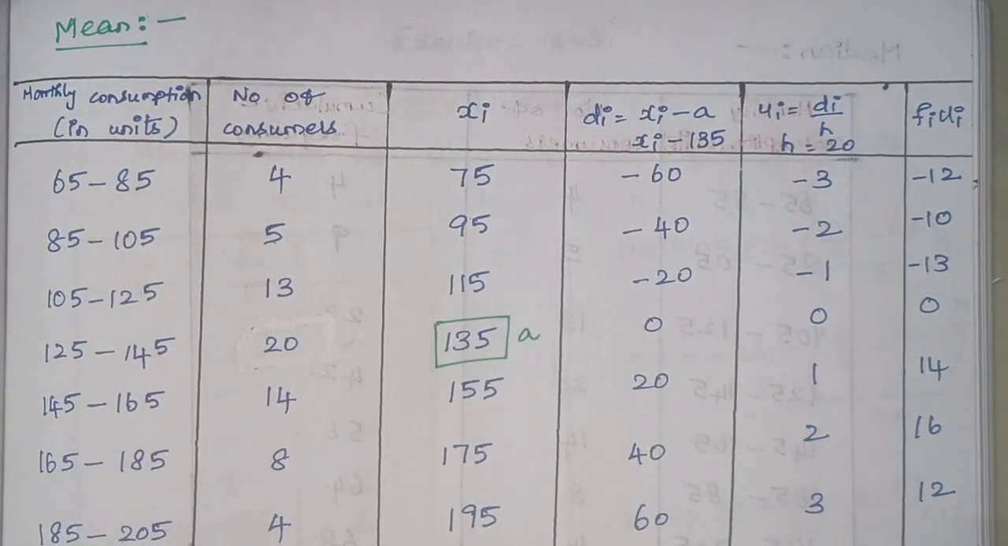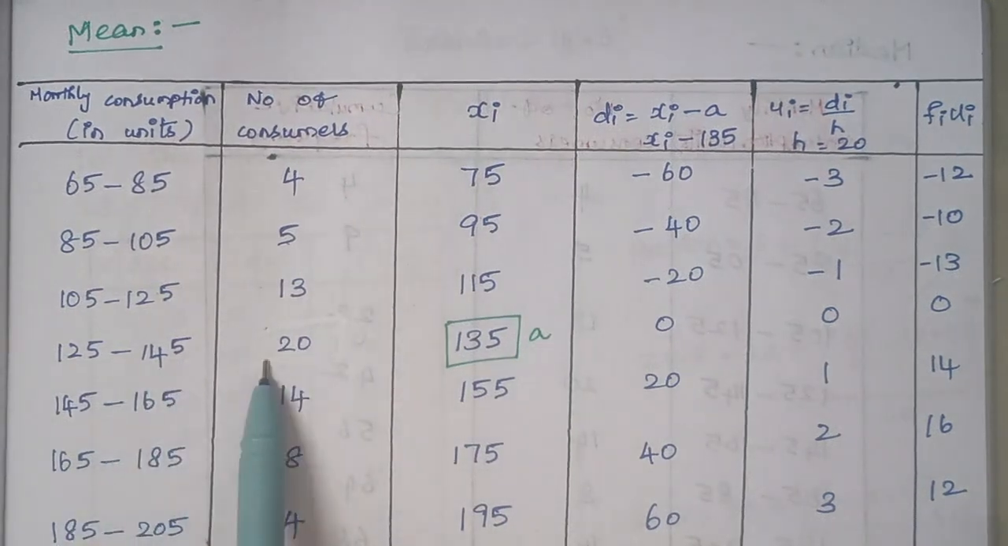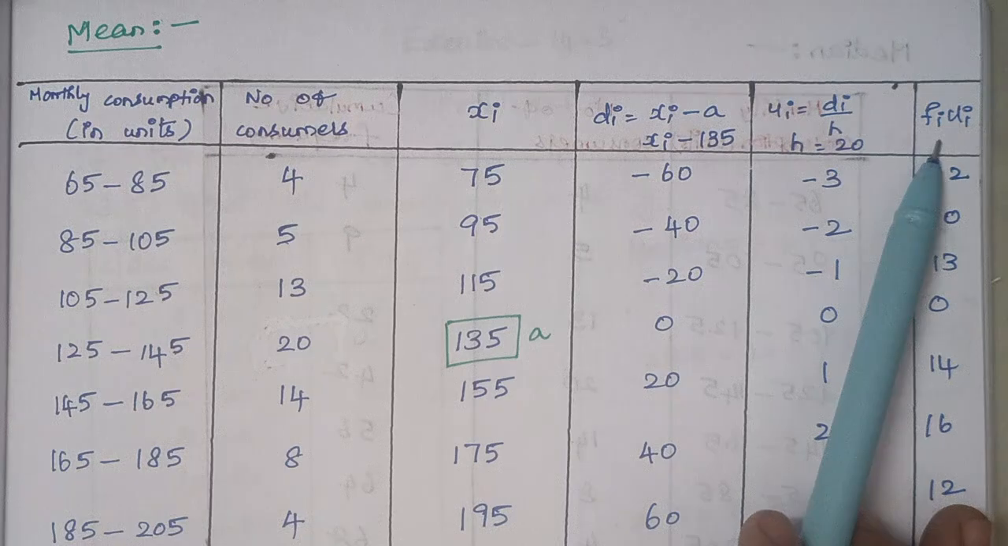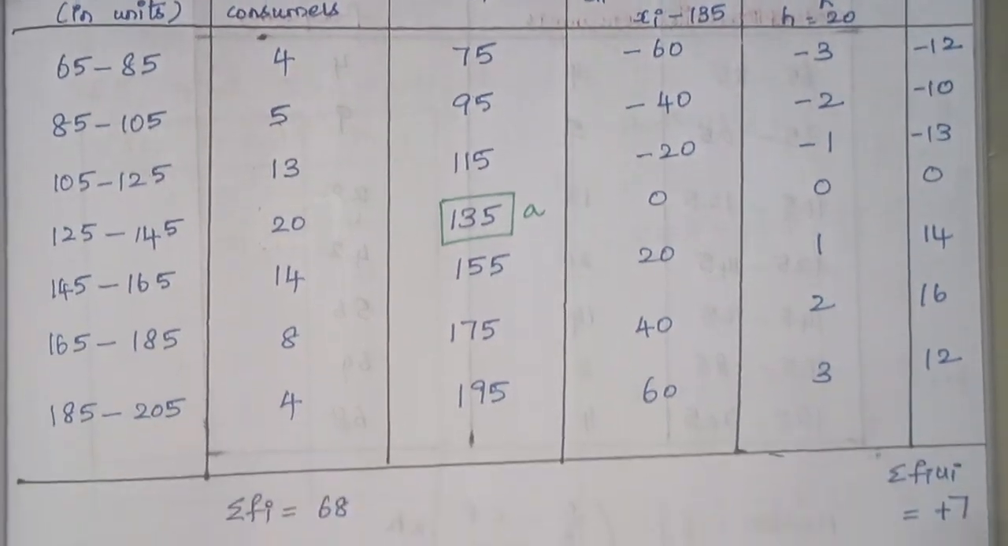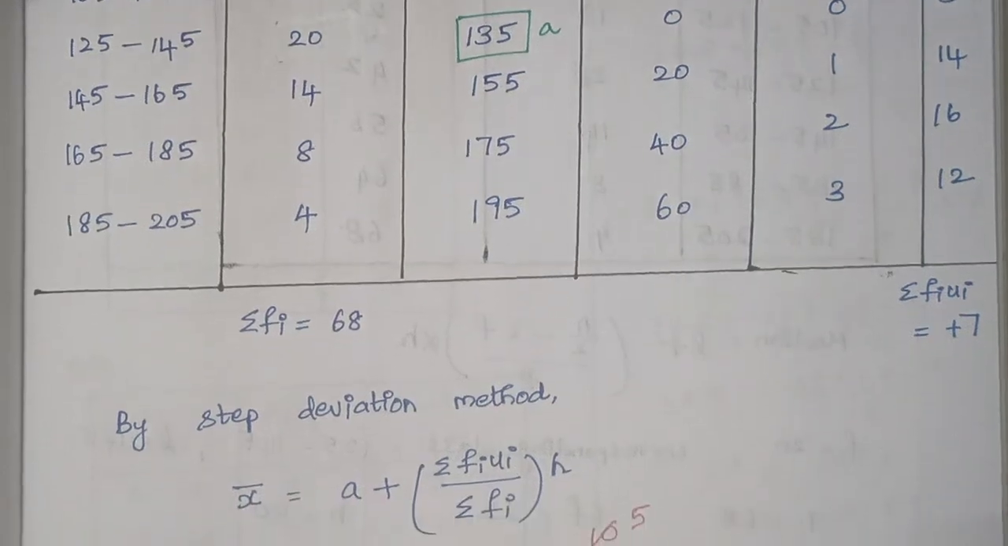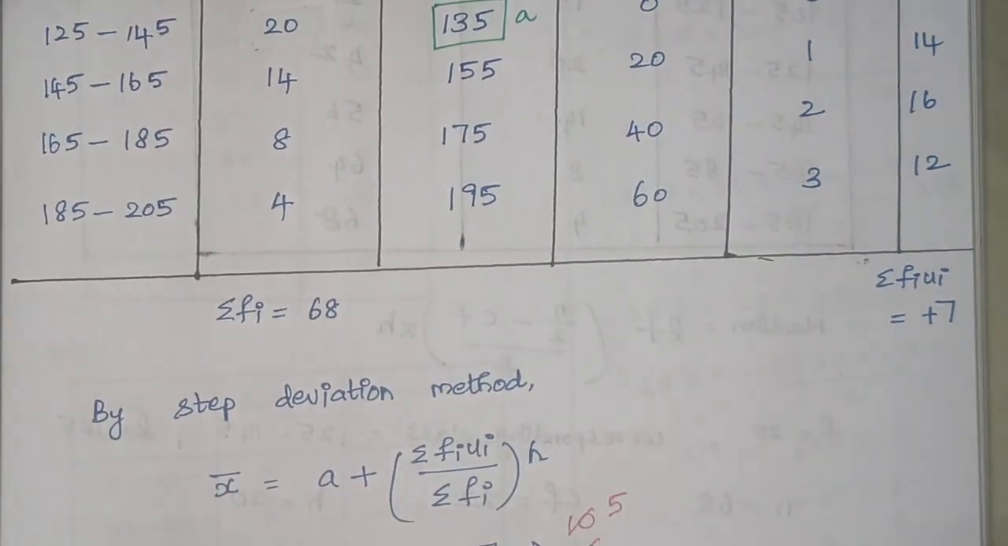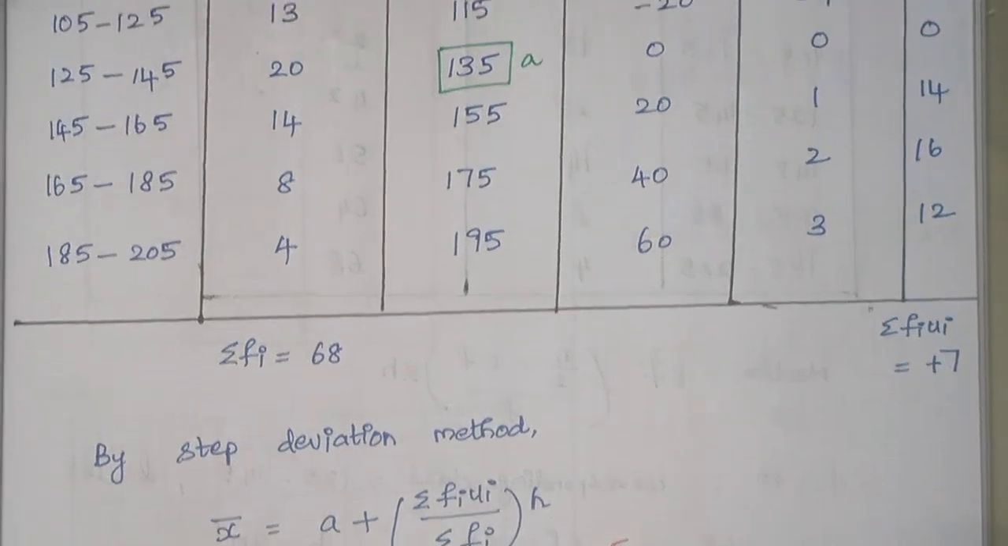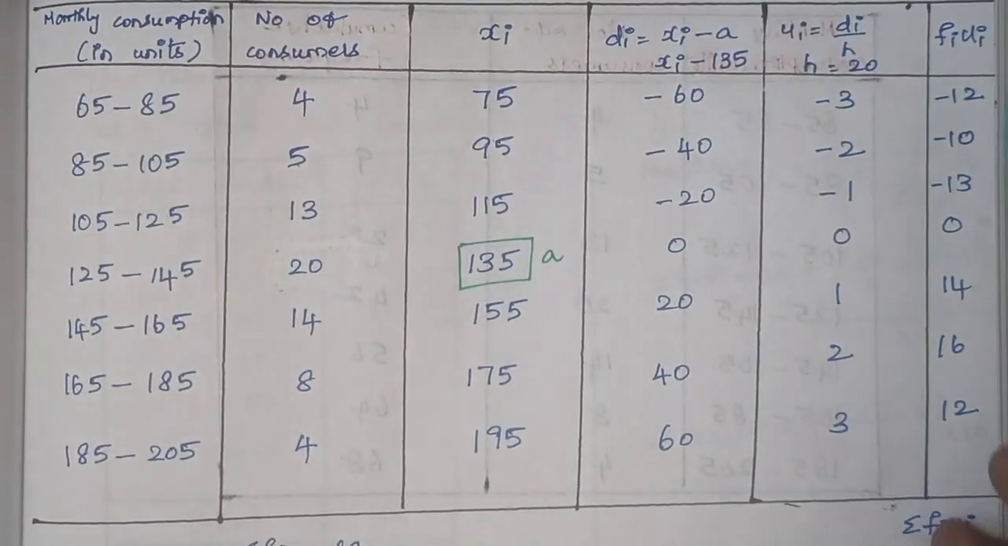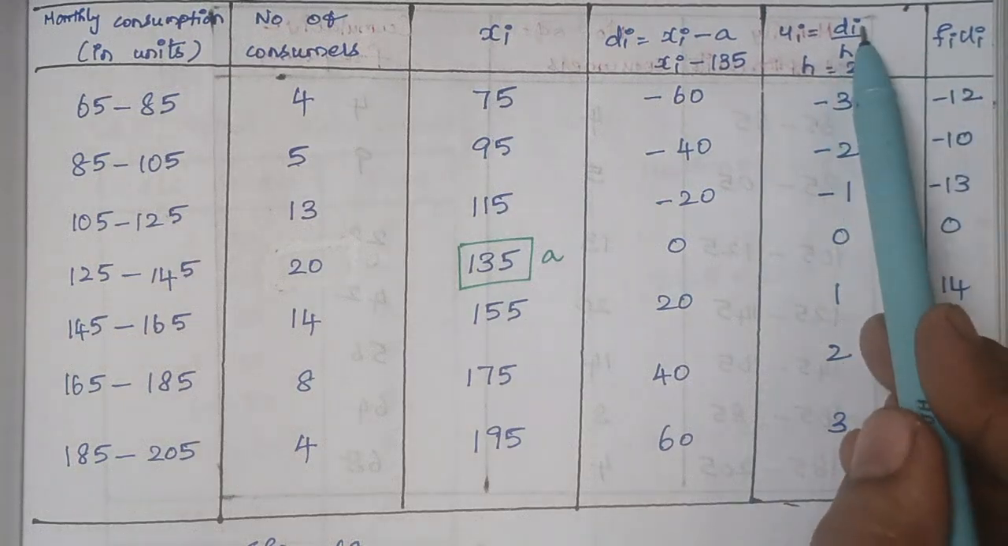Now we are going to calculate the value of mean. Here we are using the step deviation method. As we all know, for the step deviation method we need 6 columns. The first 2 columns are provided in the problem and the remaining ones we have to frame. By the step deviation formula, the mean is A plus summation of Fi ui by summation of Fi, into H. So here we start with Fi ui, and ui is nothing but di by H.